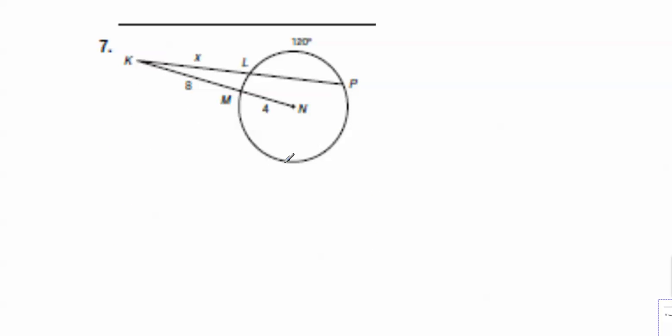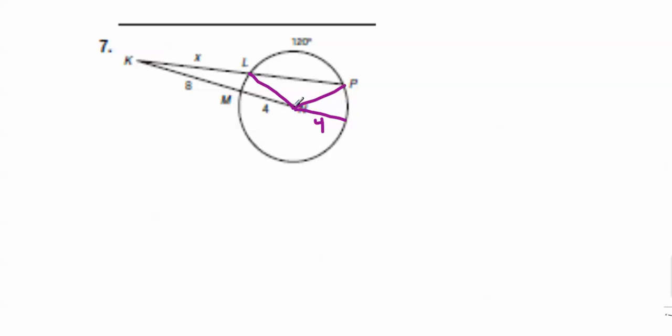So here we are on number 7. Number 7 is a little tricky. I like this problem. This one intrigued me. So I have the same thing. I'm going to draw my triangle. I'm going to extend this out and call that 4. All right, and I have a 120-degree angle.